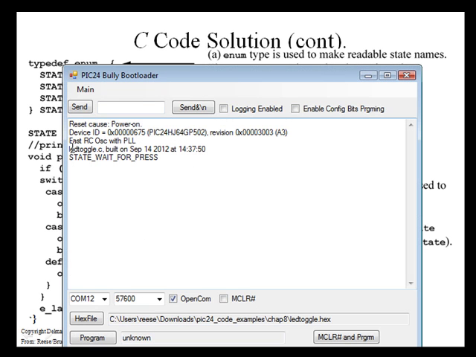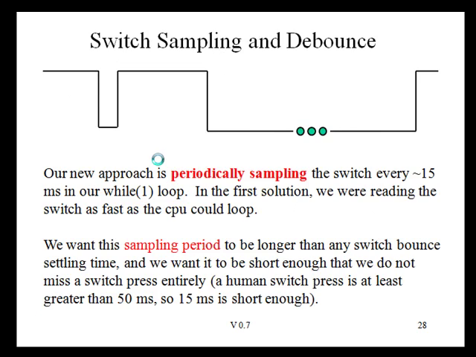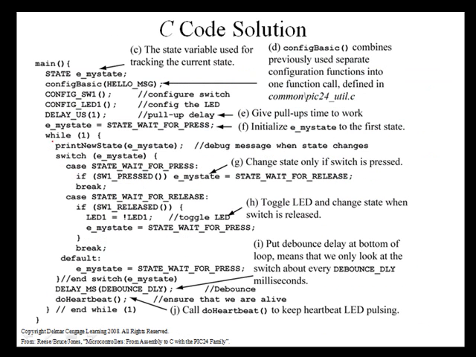Let's see this code in action. I've programmed my PIC24 with LED toggle.c, which is the C project that implements the code we've just discussed, and powered on the PIC24. I'm getting this message printed to the screen, state wait for press. What is printing out this message? Well, it's this function right here, print new state. It printed out the very first loop that I went through here.